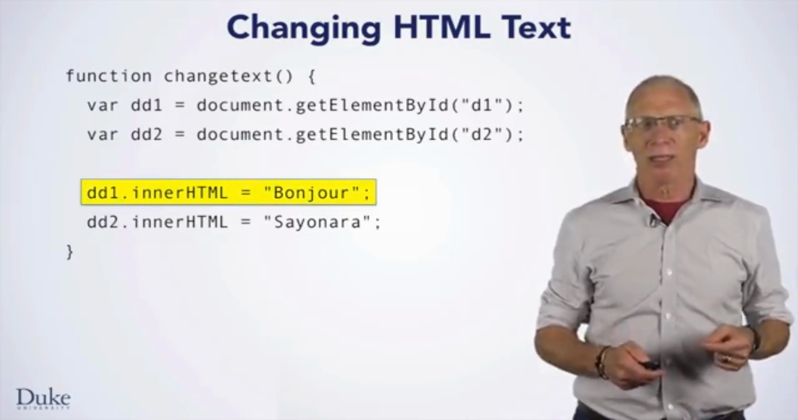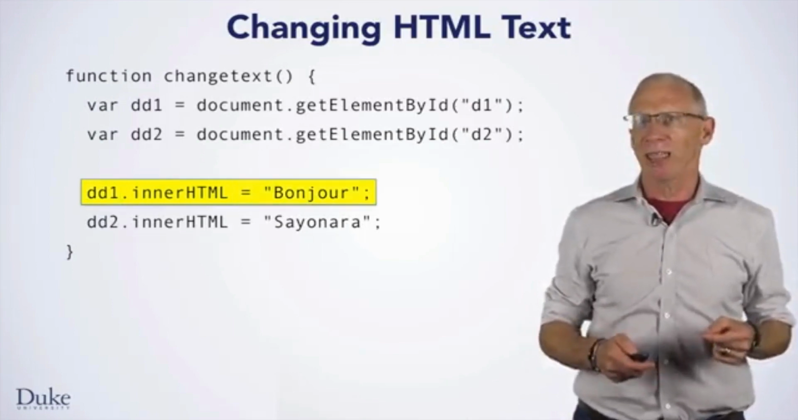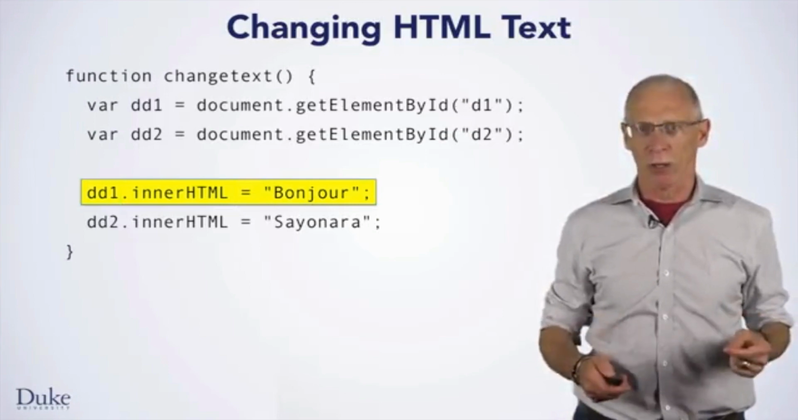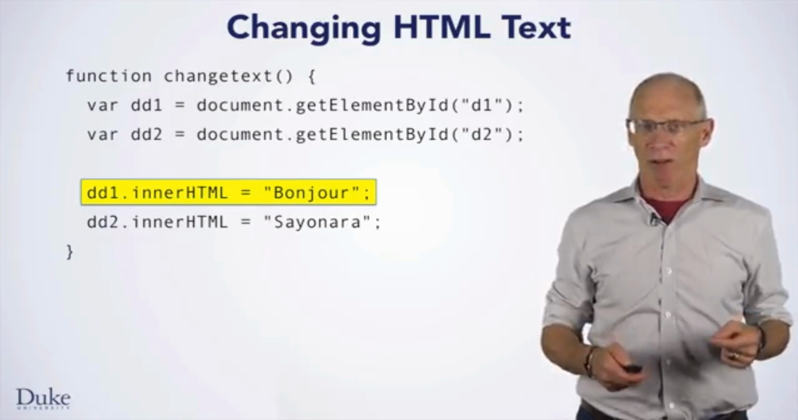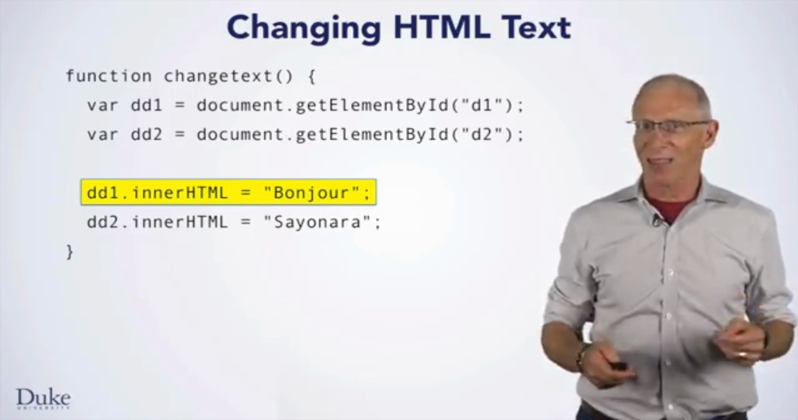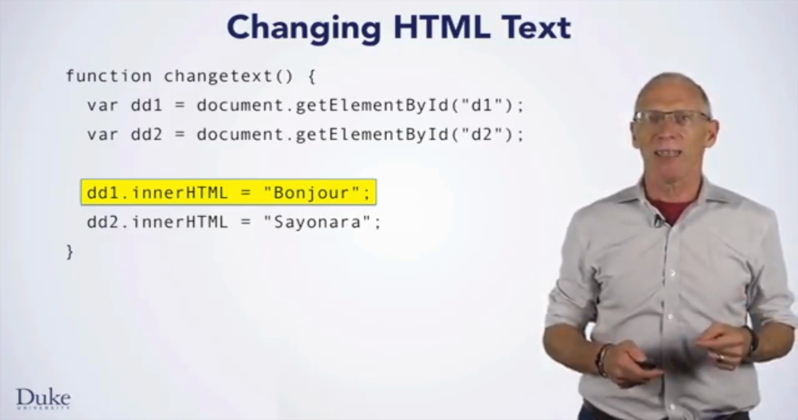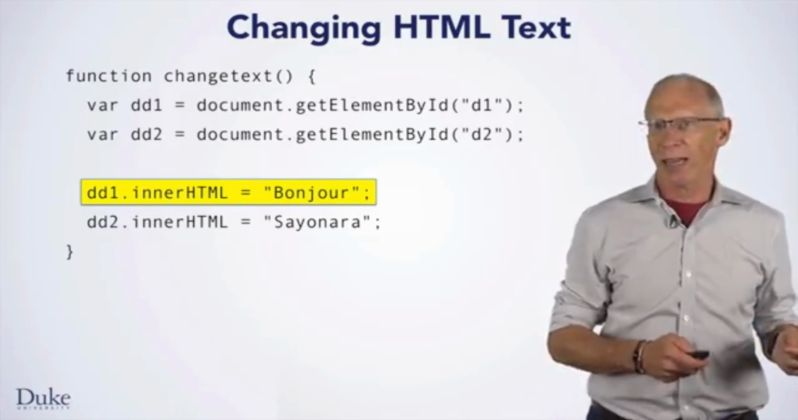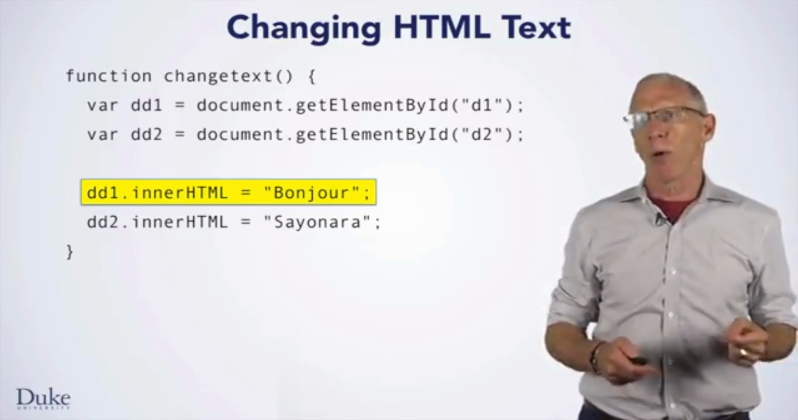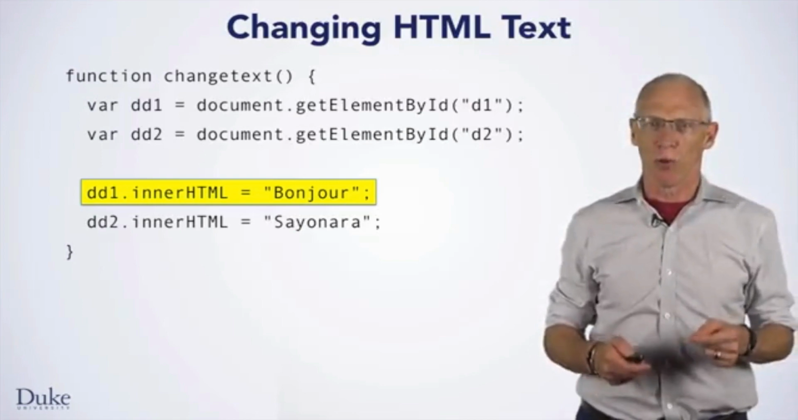This line of code, dd1.innerHTML = "bonjour", changes the text of the HTML element accessed by the variable dd1. That's the same HTML element whose ID is d1, which used to show the word hello before the code executed, and will now show bonjour after the code runs.